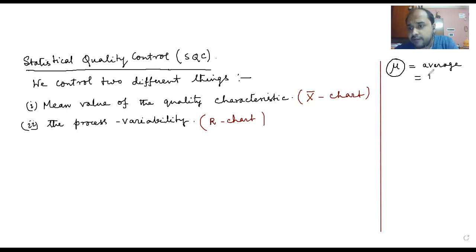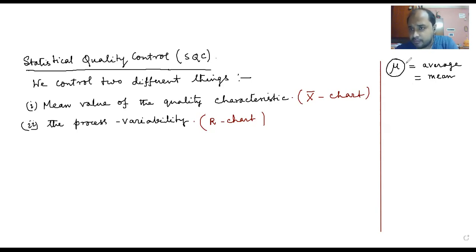When we talk about average, we consider the mean, ordinary mean, arithmetic mean. Sometimes this average can be median also, mode also, but we shall try to stick to the arithmetic mean in this discussion of statistical quality control.